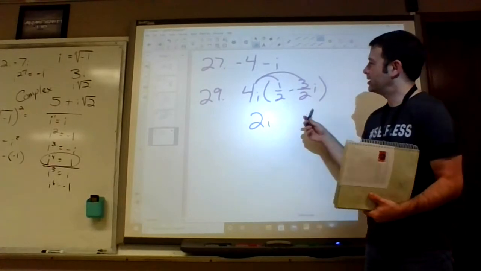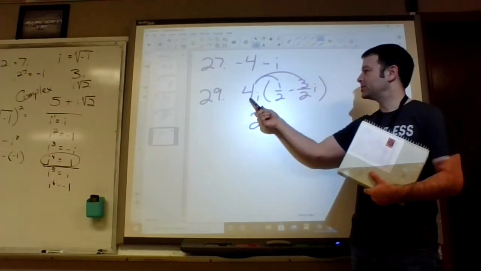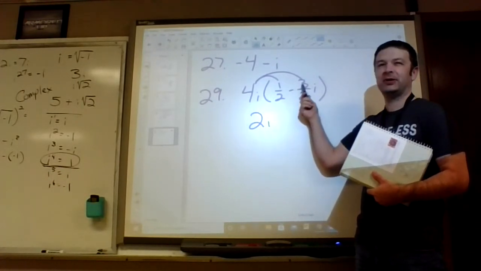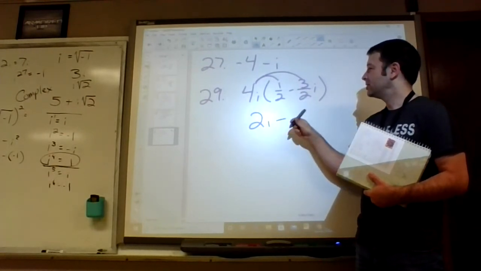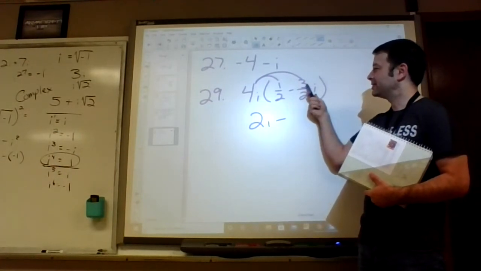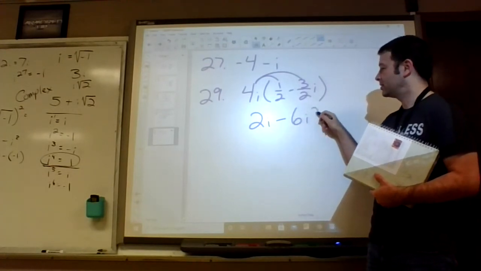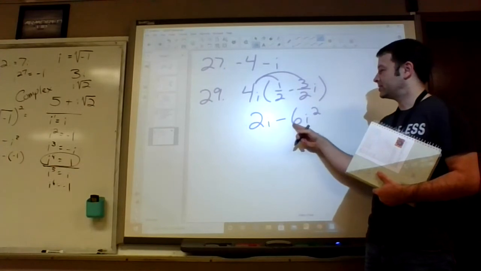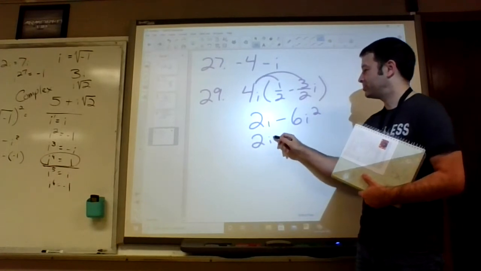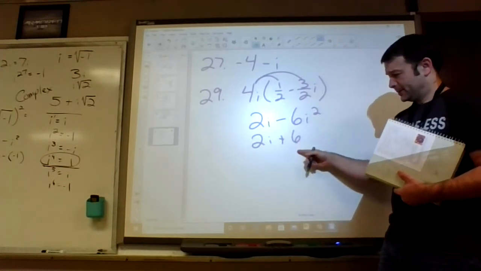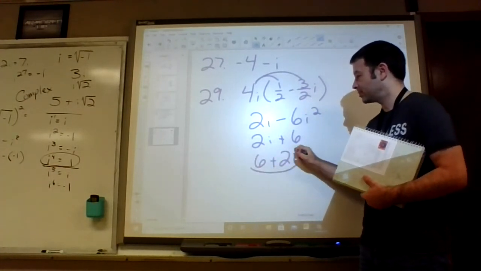Do you guys know how to do this in your head without the calculator? You can just do 4 divided by 2 times 3. That's basically what it is. What's 4 divided by 2? 2. 2 times 3? 6. So this will be minus 6i squared, which is plus 6. So it's 2i plus 6, but I shouldn't write it like this. I'm going to write it as 6 plus 2i. Switch the order.